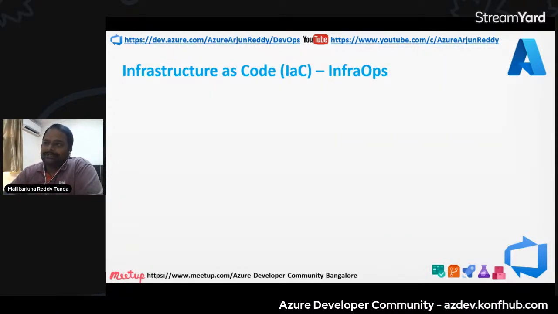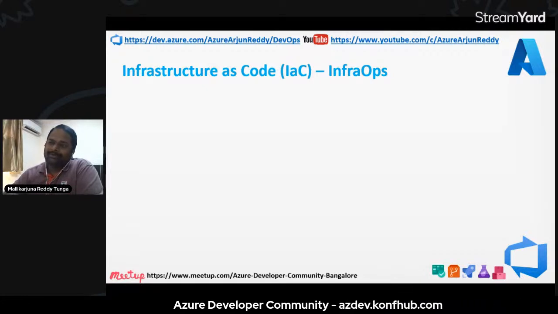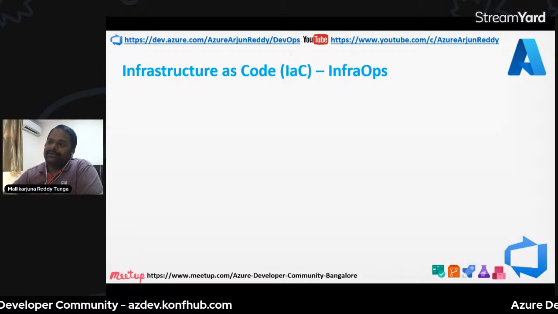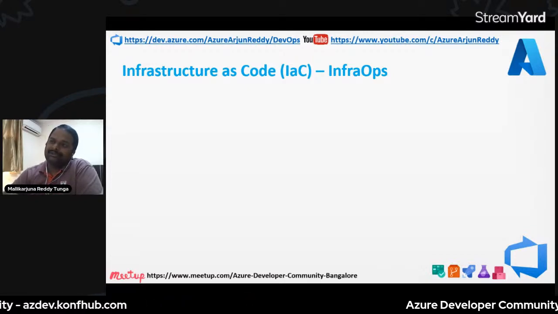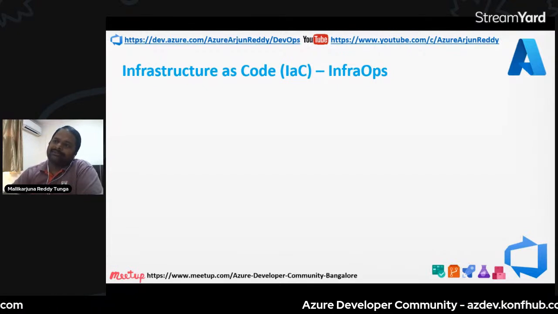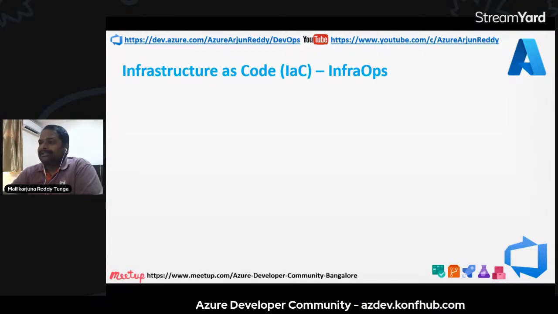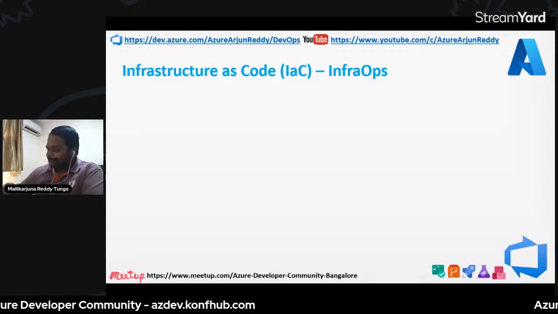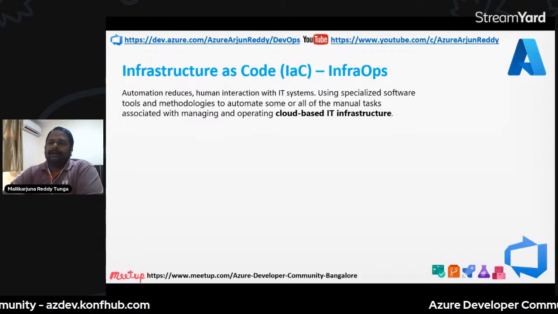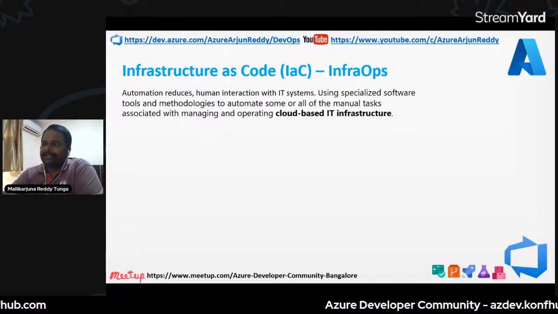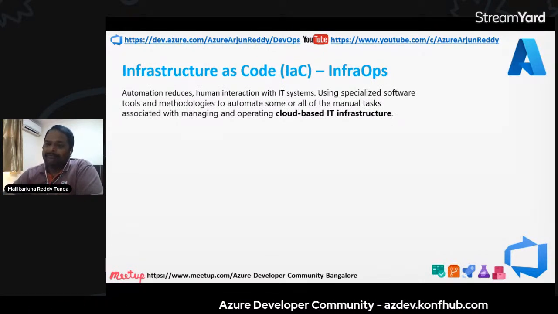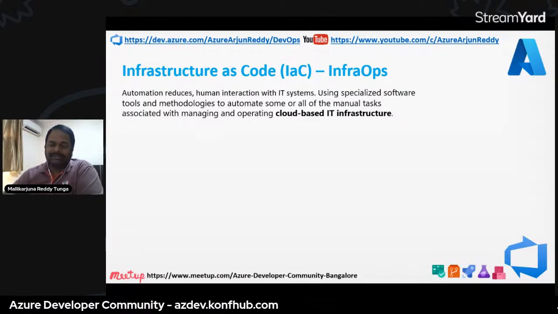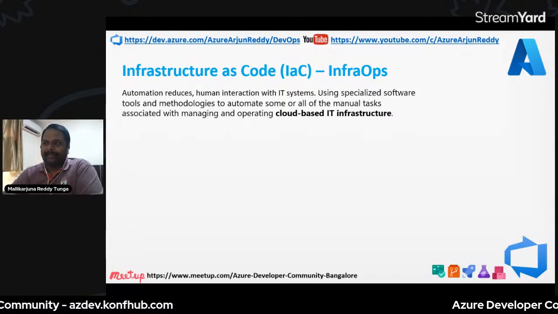So moving on to what we call infra ops, or the term infrastructure as code, right? So what we are trying to do is, you will have an infrastructure in Azure that you are putting in a piece of code, right? So we'll see what that is for the beginners. What do you mean by infrastructure as code? As I said, it reduces the human interactions, what we discussed about, and the manual tasks which will be associated, and then you will be putting all your operational cloud-based IT infrastructure into the infra ops, right?